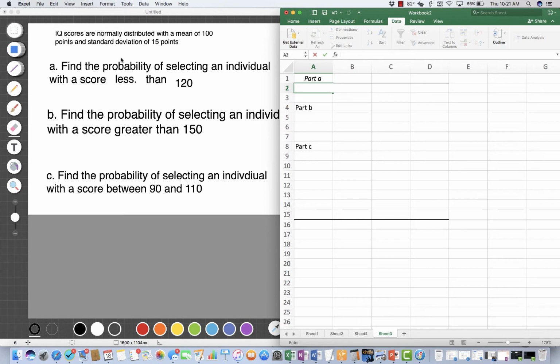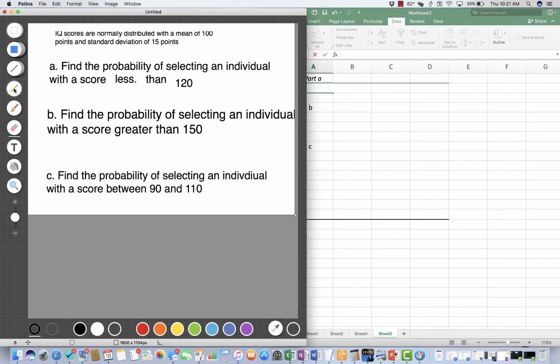The first requires you to find a z-score yourself, so you must use the formula for finding a z-score. Z equals x, or the number in question, in this case 120, minus the mean. The mean was given to us as 100, divided by the standard deviation. Taking out a calculator, we know that 120 minus 100 is 20, and 20 divided by 15 is 1.33.